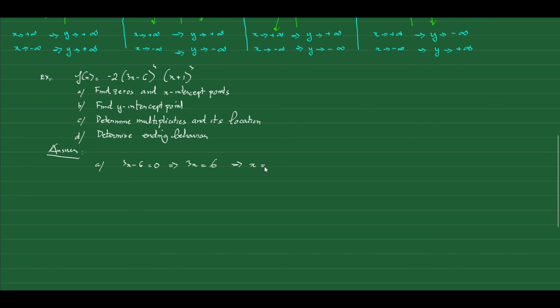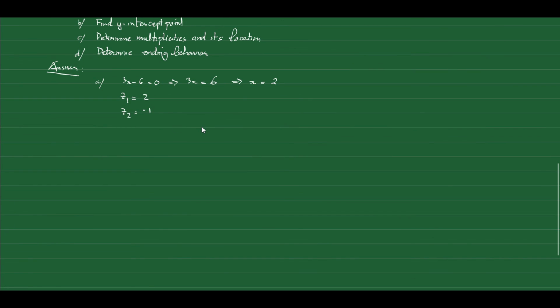So x equals 6 divided by 3, which is 2. So z1 equals 2, and z2 is so obvious, z2 is minus 1. From here we can find the x-intercept points. The x-intercept points will be (2, 0) and (-1, 0).